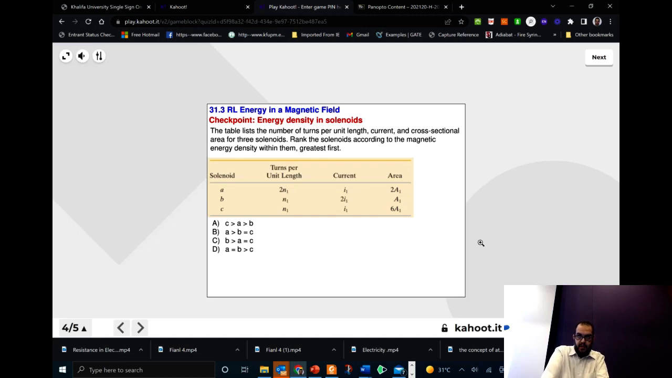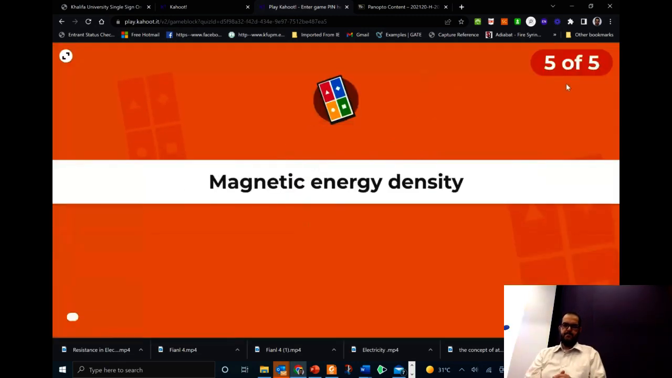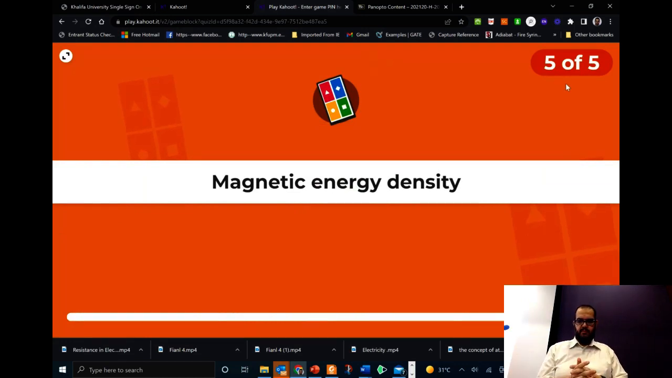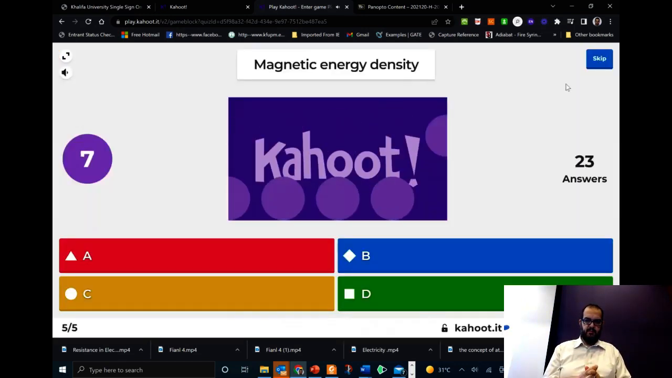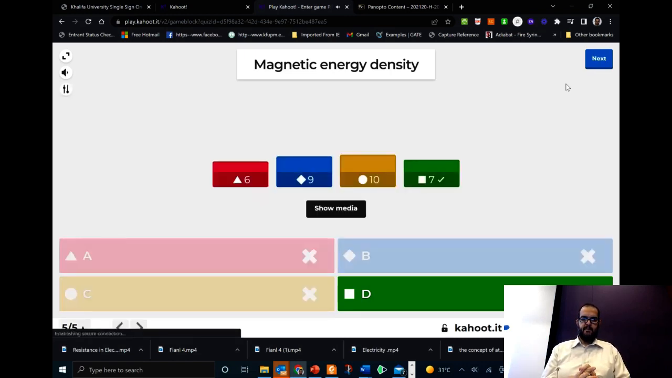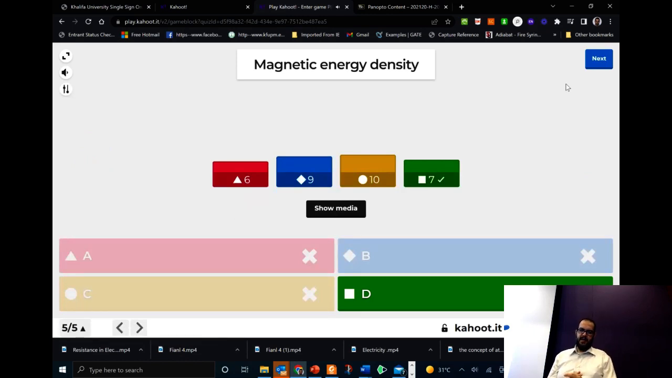So it's 1/2 B squared over mu 0, huh? Okay, so let me start for the sake of time. Choose between A, B, C, or D. Okay, all right, so only a minority, 7, huh? 7 got it right.